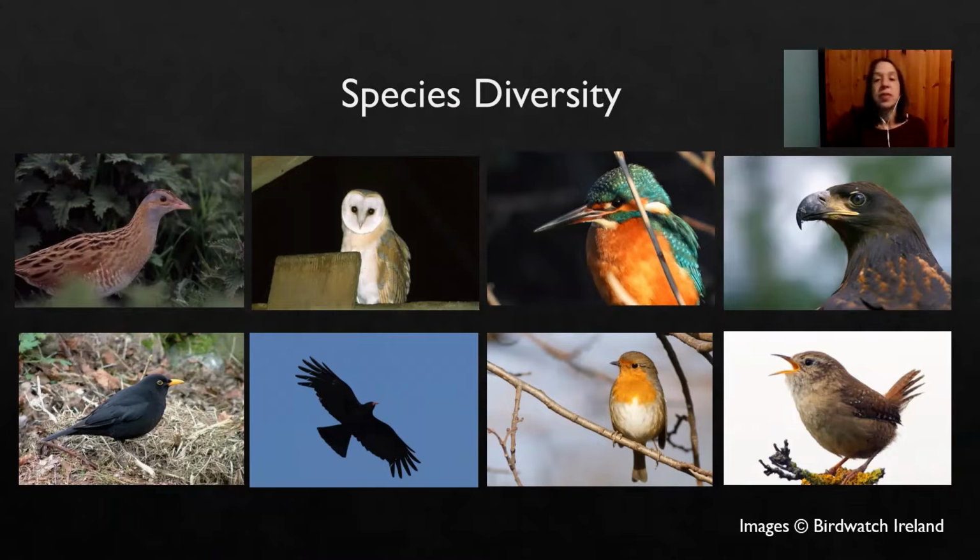So the pictures in front of you are examples of different species or different types of birds. They cannot breed with each other. They're their own unique type or species. And biodiversity at that level is really important.